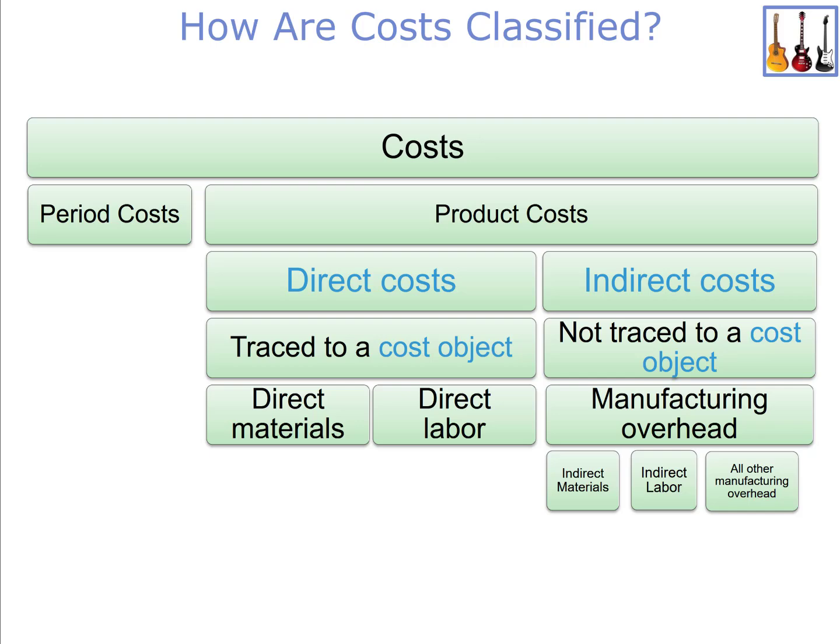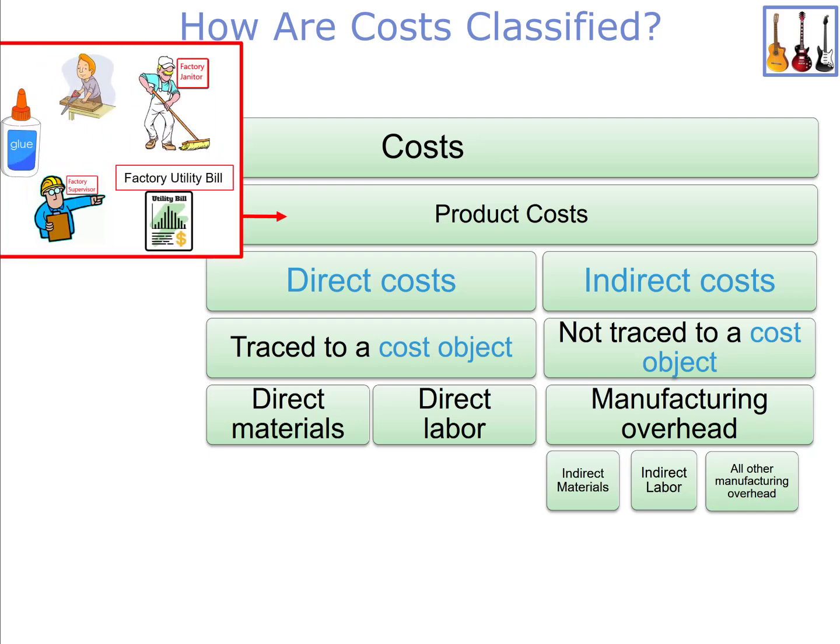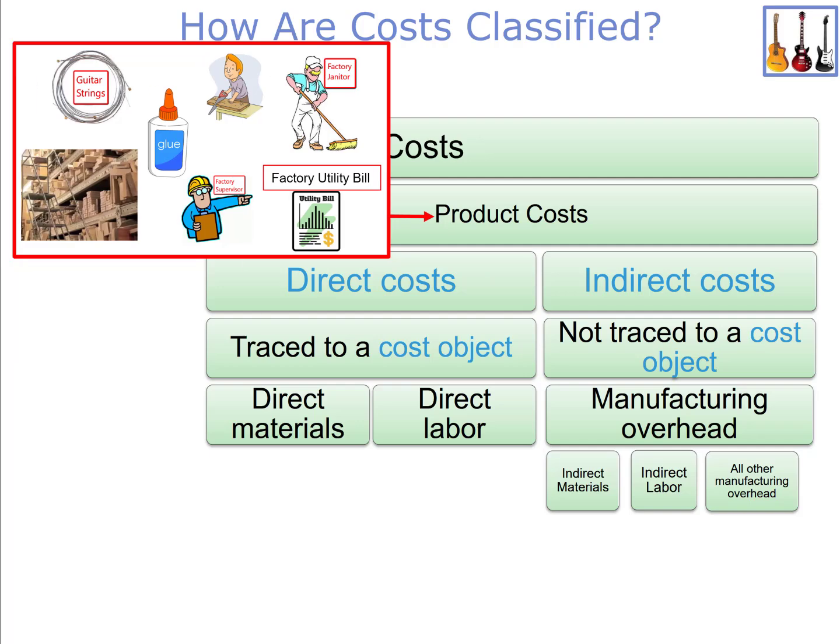So let's get practice classifying these product costs of a guitar manufacturer. They are all product costs, but are they direct or indirect? And more specifically, are they direct materials, direct labor, or more manufacturing overhead like indirect materials and indirect labor?